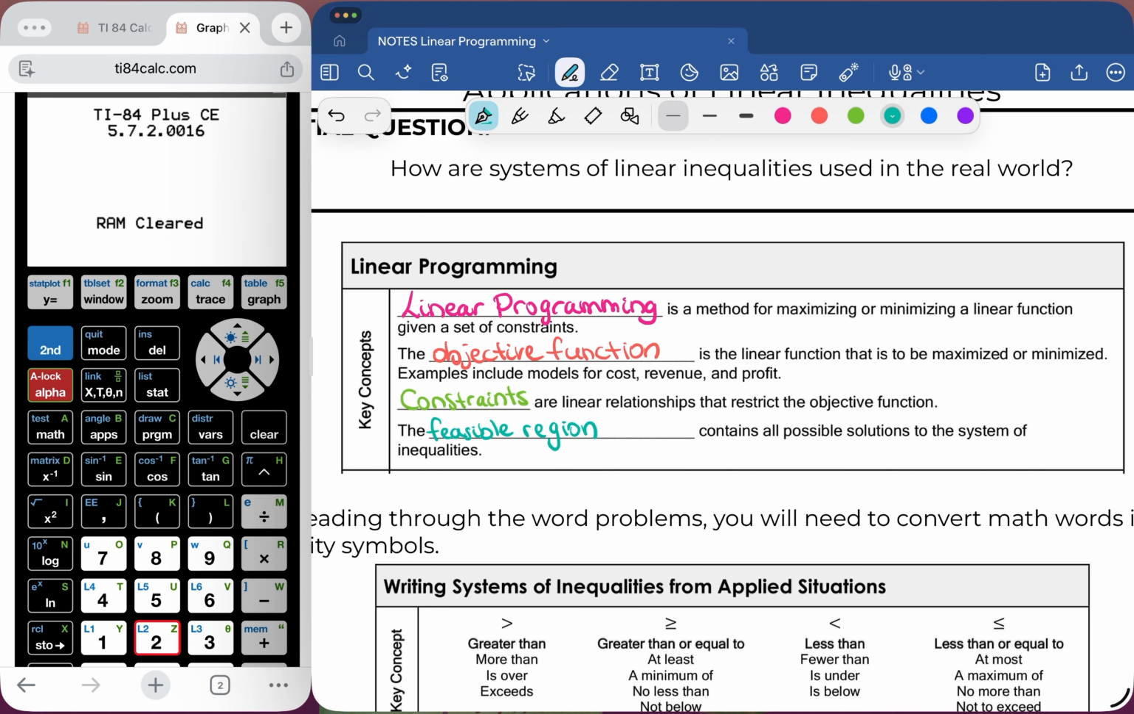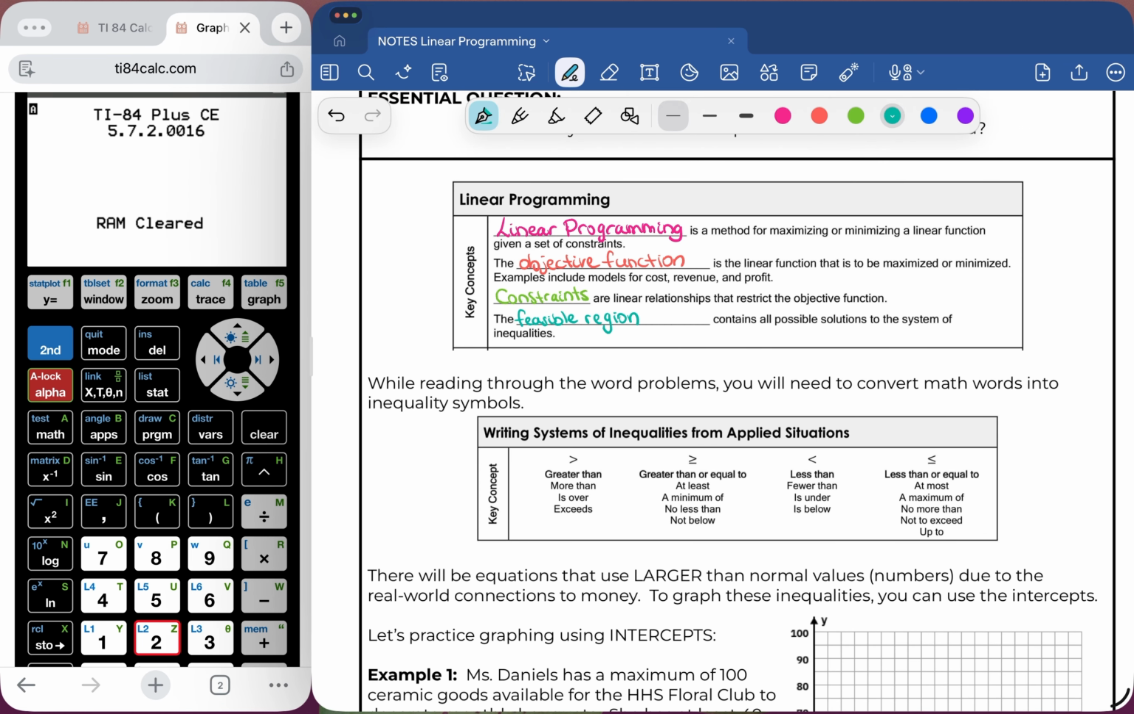So you're going to see questions related to what is the cost function? What is the profit function? When they ask you to find that, that means they want you to write a linear function using information from the word problem. Constraints are linear relationships that restrict the objective function. And the feasible region is that shaded area that we've been practicing that contains all the possible solutions to a system of equations.